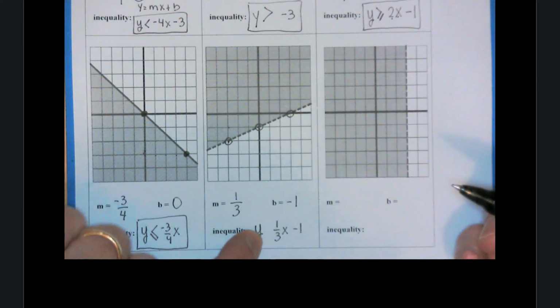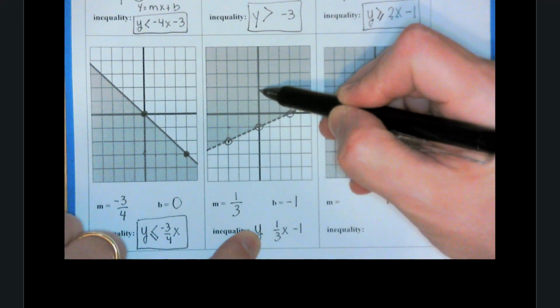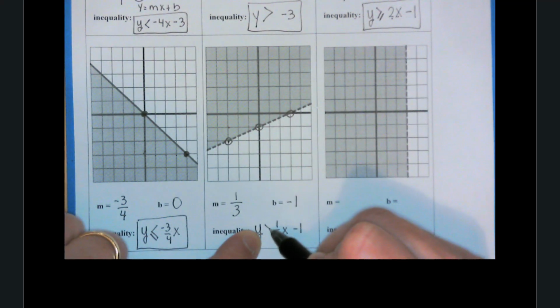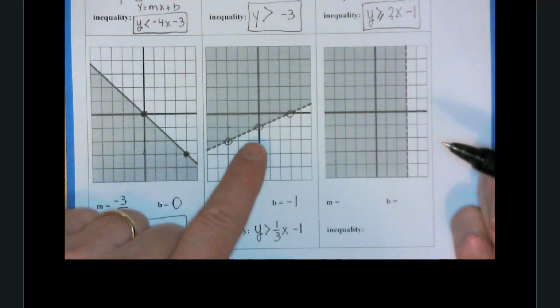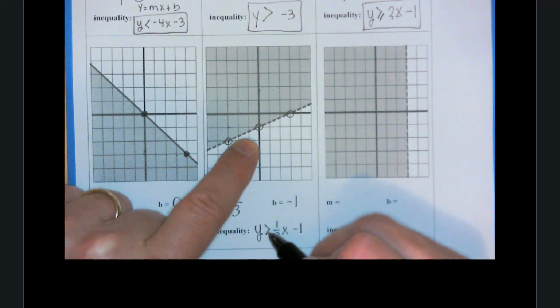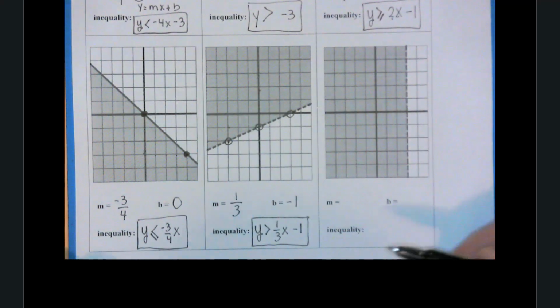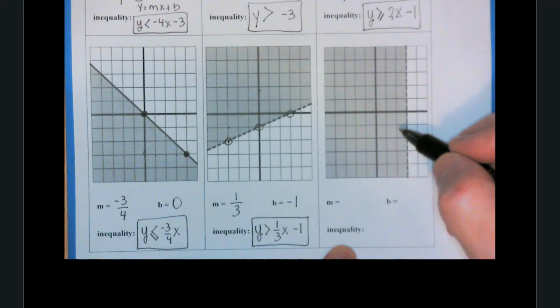Now I need to decide on the symbol. Here's my elevator. I asked my elevator to go up to shade, so that'd be greater than. And there will be no dash because the line is dotted. So that means this will be my inequality. Very well. Let's go on to the last problem.